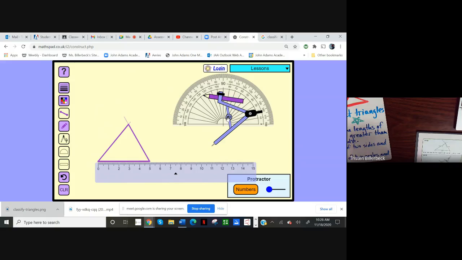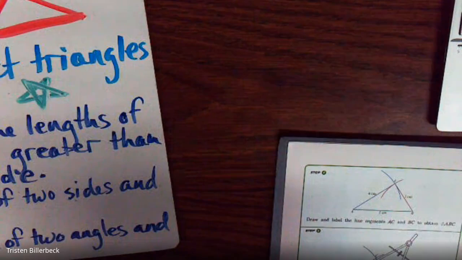And we looked at how to construct it with two sides and the measure of one angle, and we also looked at if we knew three sides. So that's it for this lesson, and I hope you have a wonderful day.